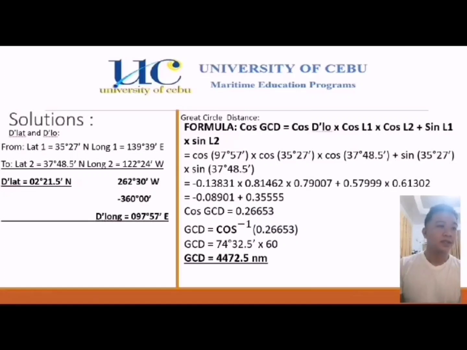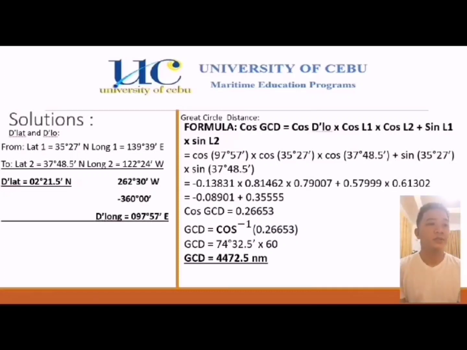We use north because they have the same directions. We use north because the direction of the vessel is going north. Then we need to solve for the difference of longitude.